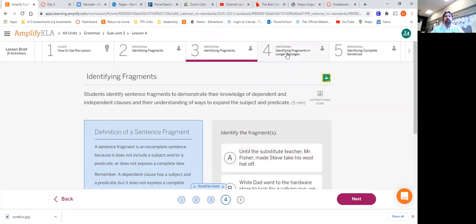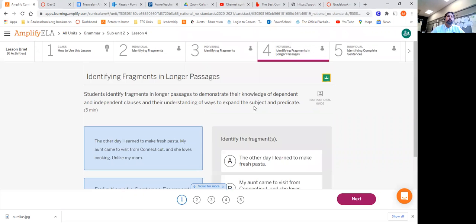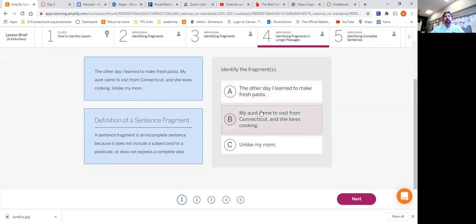I'll let you do 4 and 5 on your own. Let's do slide number 4. Same thing, identify a fragment in a longer passage. So here they've got the fragment over on the side. "The other day, I learned to make fresh pasta." That's fine. "My aunt came to visit from Connecticut and she loves cooking." D, "my aunt came to visit from Connecticut" is independent, and then here's a dependent tied to it.